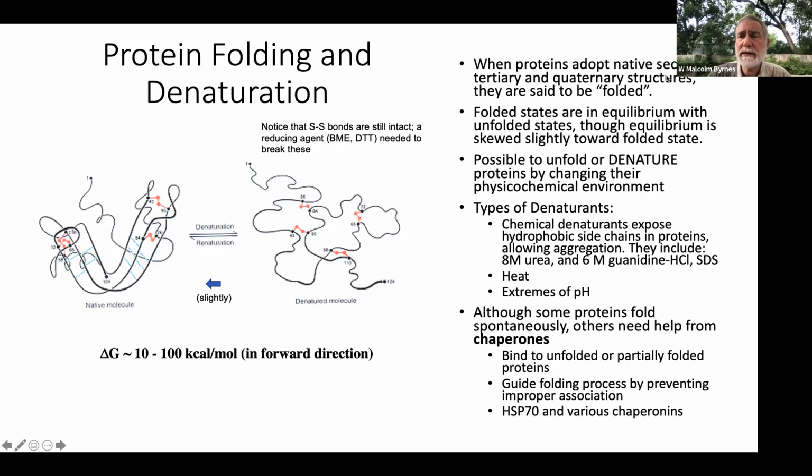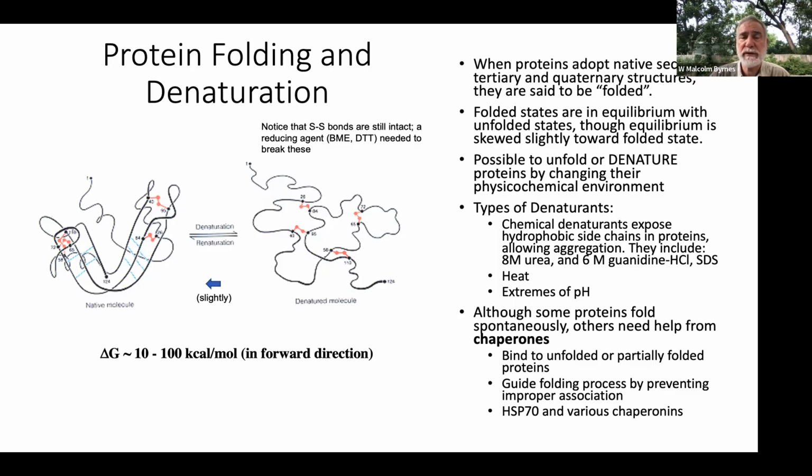So when proteins adopt their native secondary, tertiary, and quaternary structure, they're said to be folded. Now, of course, some proteins, particularly monomers, don't fold into a quaternary structure. They just have a tertiary structure because they're monomeric.